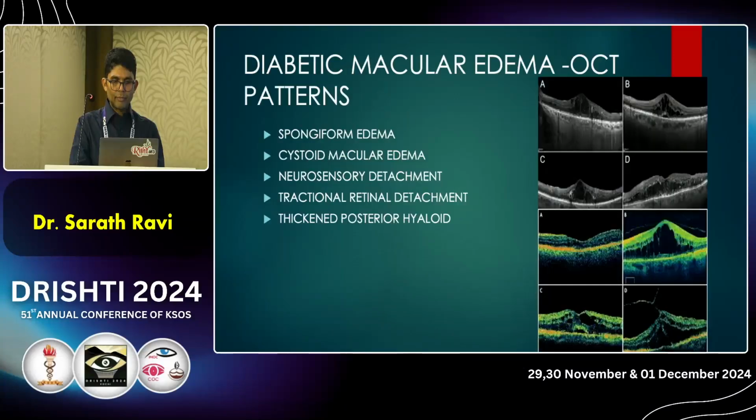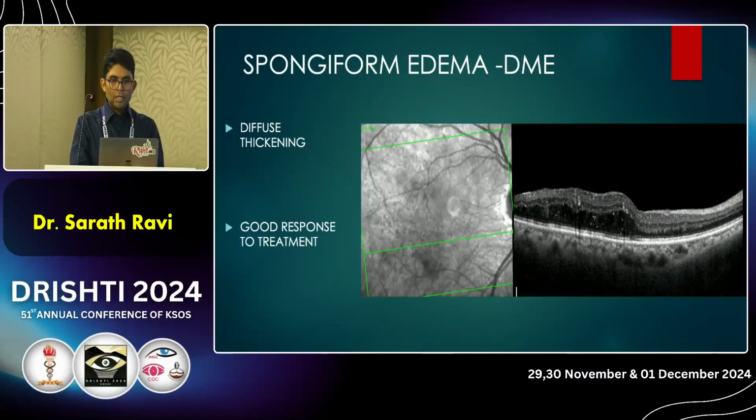So, the different OCT patterns of diabetic macular edema. The spongy edema is the most common, and there's a diffuse thickening of the retina with hyporeflectivity at the level of the outer nuclear and the outer plexiform layer, and usually this indicates a good response to treatment.